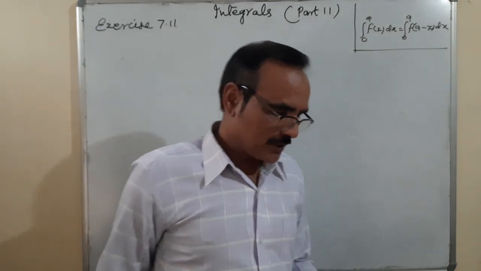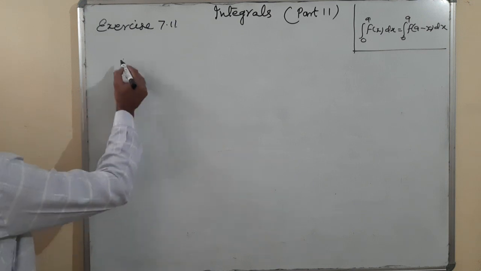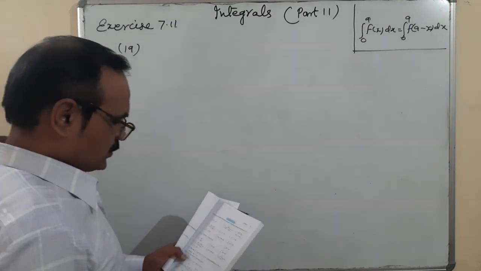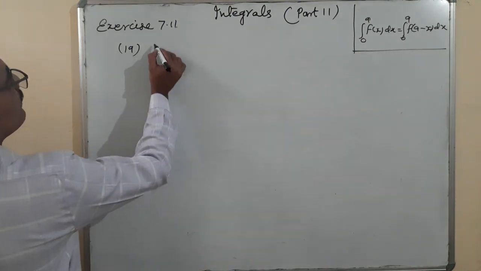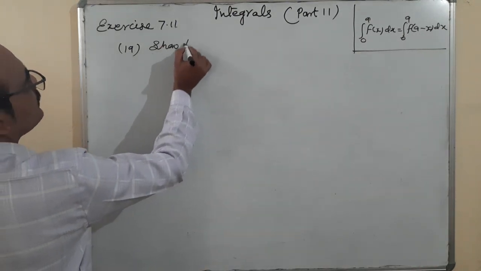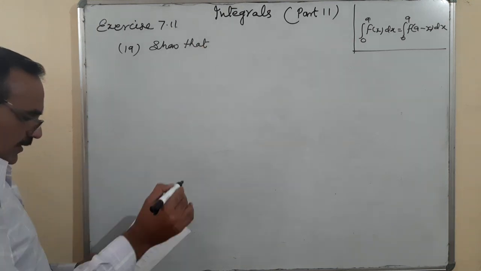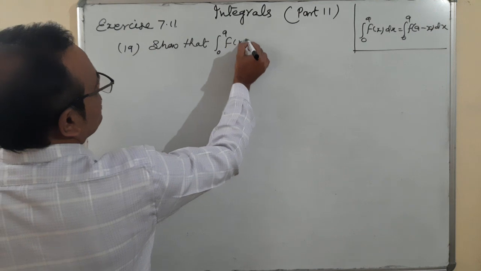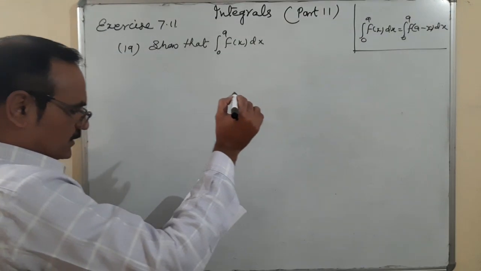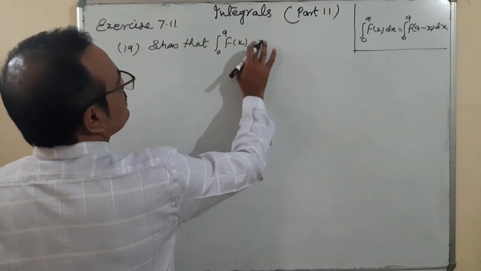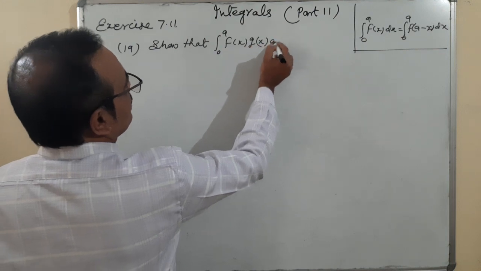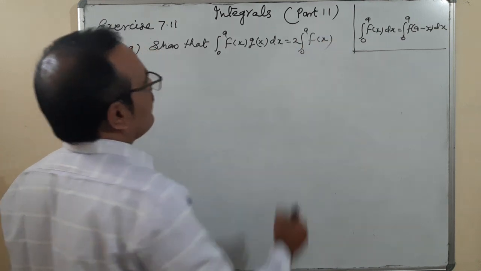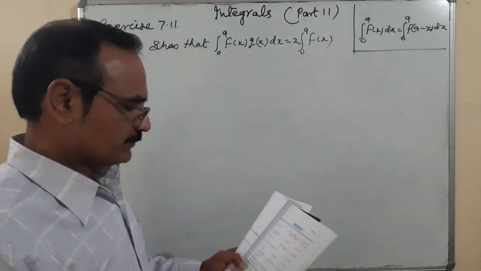And now taking question number 19 of this exercise. Question number 19. Show that, this question I am writing, show that the integral from 0 to a of f of x g of x dx is equal to 2 times the integral from 0 to a of f of x dx. This we are going to show.